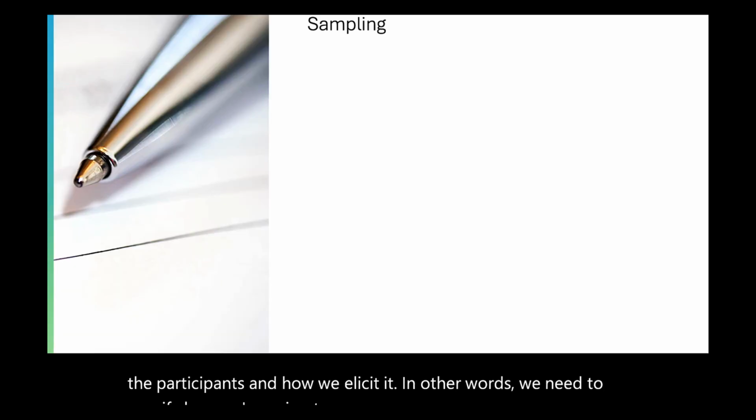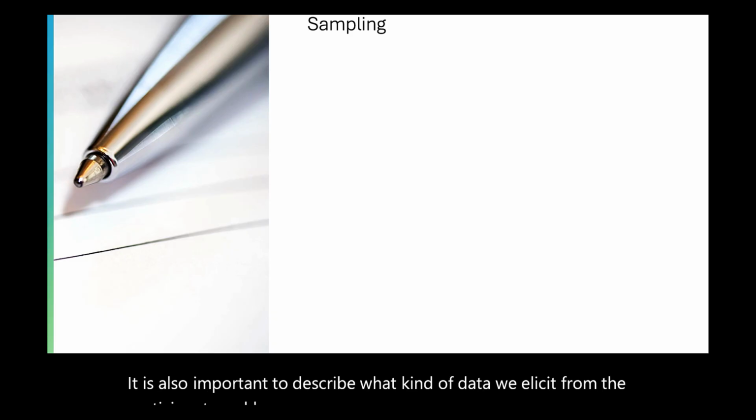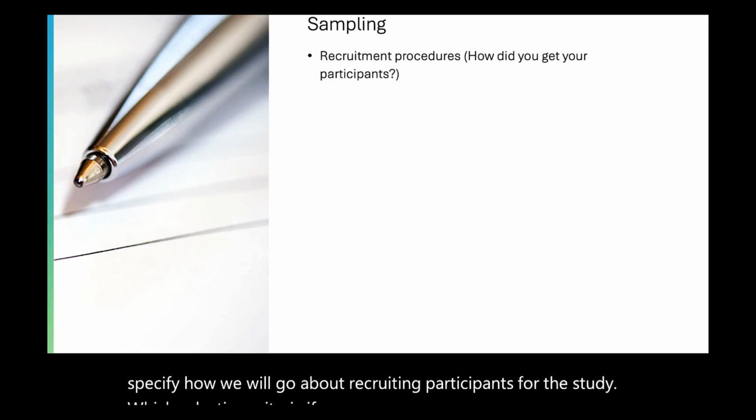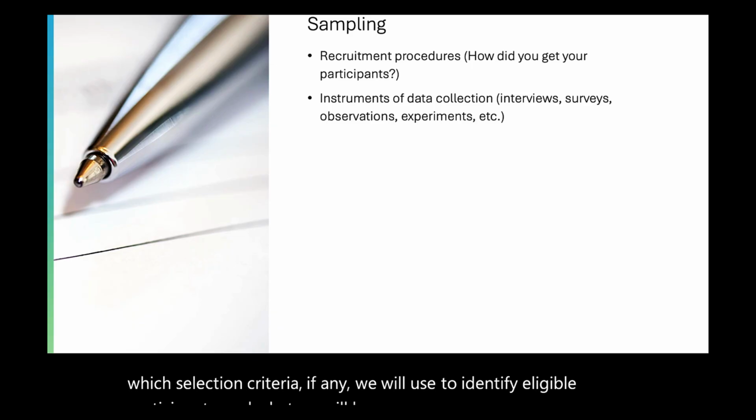It is also important to describe what kind of data we elicit from the participants and how we elicit it. In other words, we need to specify how we will go about recruiting participants for the study, which selection criteria, if any, we will use to identify eligible participants, and what we will be asking them to do in order to provide the data for us.